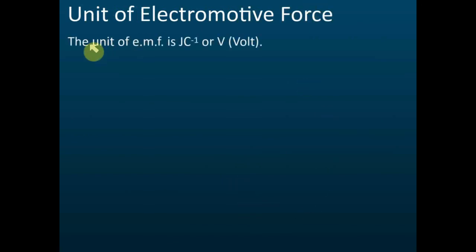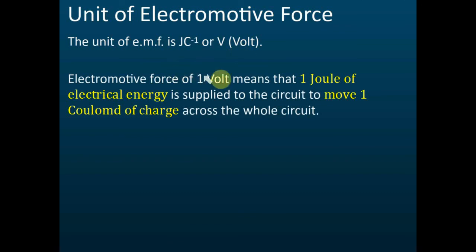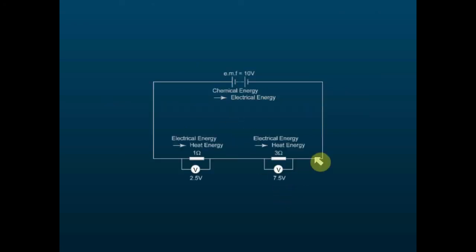And the unit of this EMF is joule per coulomb, or volt. And you can see that this is the same unit that we use for voltage or potential difference. 1 volt means 1 joule of electrical energy supplied to the circuit to move 1 coulomb of charge across the whole circuit. I am going to explain this later as well, so don't worry about this.